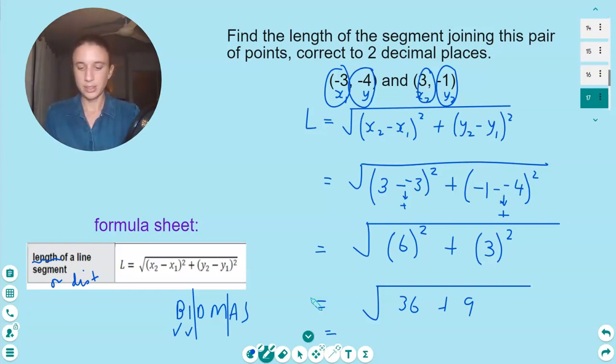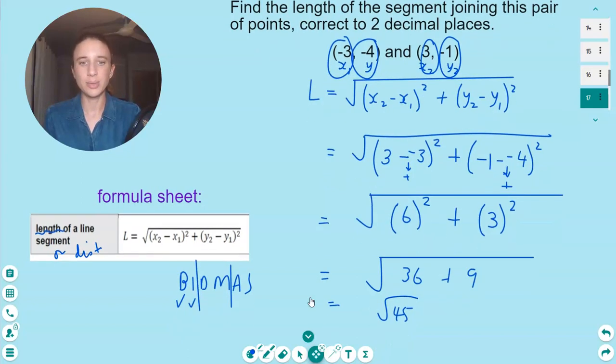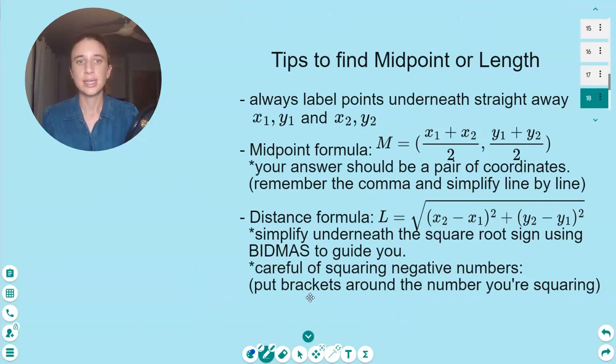36 plus 9. Square root 45. Now we worry about the square root sign at the very end. We want to answer correct to 2 decimal places. Square root 45 is 6.708, so 6.71 is our answer. That's the distance between those two points.